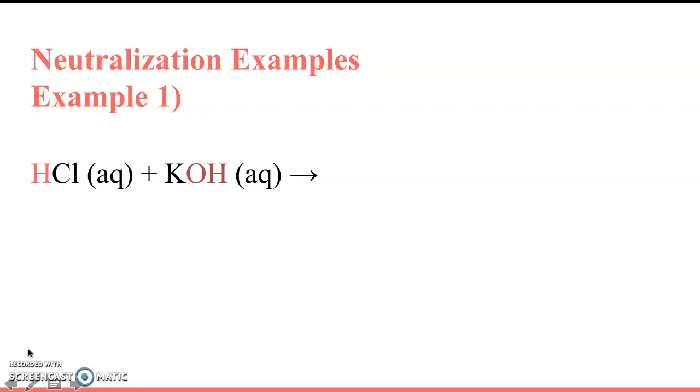Alright, so I'm going to walk you through writing out a couple neutralization reactions, starting with this first example. So we have hydrochloric acid. Again, it starts with an H, so it's an acid. And we have potassium hydroxide, OH, a base. I'm going to put everything on the screen, but we're going to go step by step so don't get overwhelmed by the fact everything is written out.